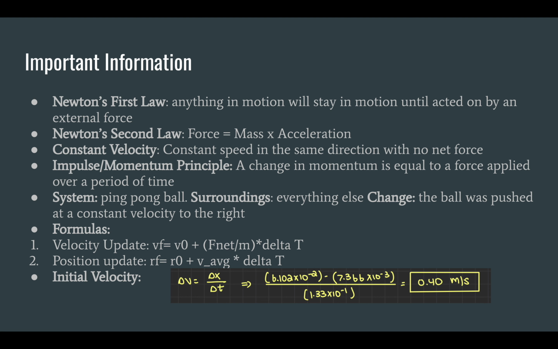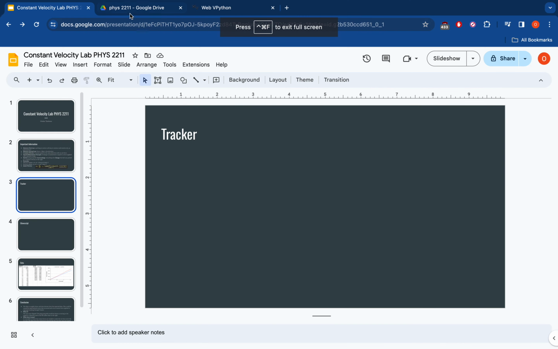And using our experiment, we were able to find the initial velocity, which is calculated through the change in velocity is equal to the change in distance over a change in time, and we got that to be 0.4 meters per second. Now, the experiment was conducted, and an analysis software called Tracker was used.